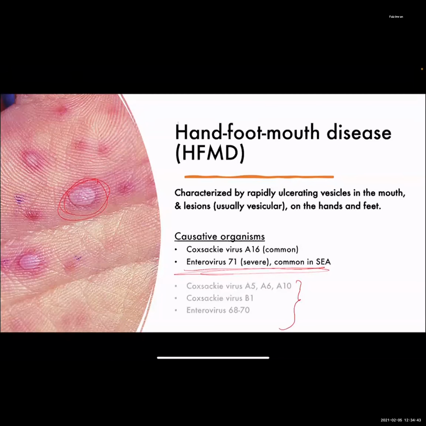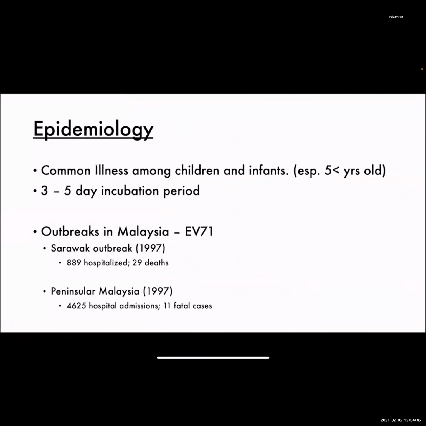Next, epidemiology. This usually occurs around children and infants, kids basically. Usually they are less than 10 years old, especially the ones less than 5 years old. They are prone to get this because good hygiene practice is not there. The incubation period is usually 3 to 5 days. And yes, there have been reported outbreaks in Malaysia. It is endemic in Malaysia, especially this EV71. This one causes a lot of complications. I'll brief about that later.